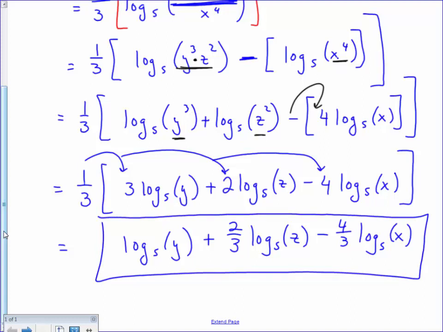Now, we've showed a lot of steps here. I've actually showed every single step that I possibly could. If you can do this using more steps and accurately get the correct answer and do everything mathematically properly, then I don't mind if you cut out a few steps.